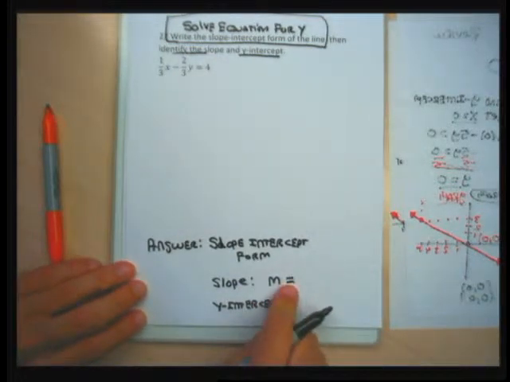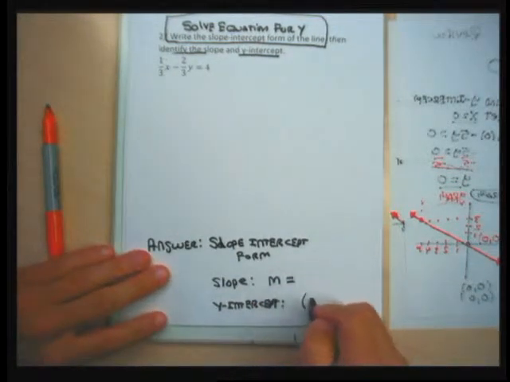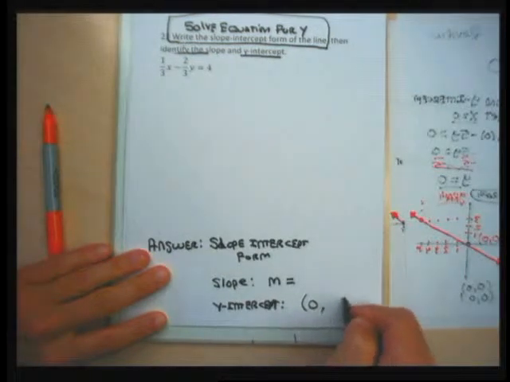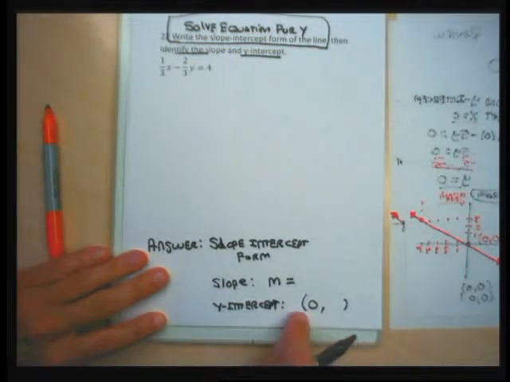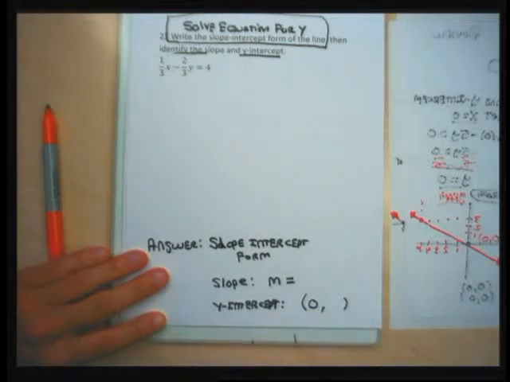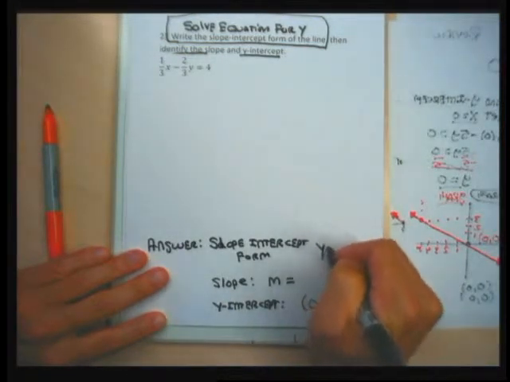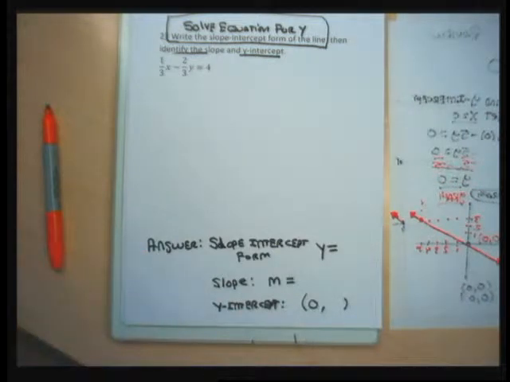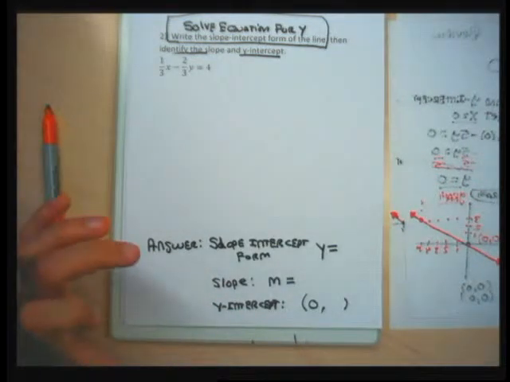For the slope, I'm going to write m equals. For the y-intercept, I'm going to write 0 comma some number, because y-intercepts are points on the graph on the y-axis. They have x equal to 0, y equal to some number. For the slope-intercept form, I'm going to have y equals mx plus b. So there's three components to my answer.